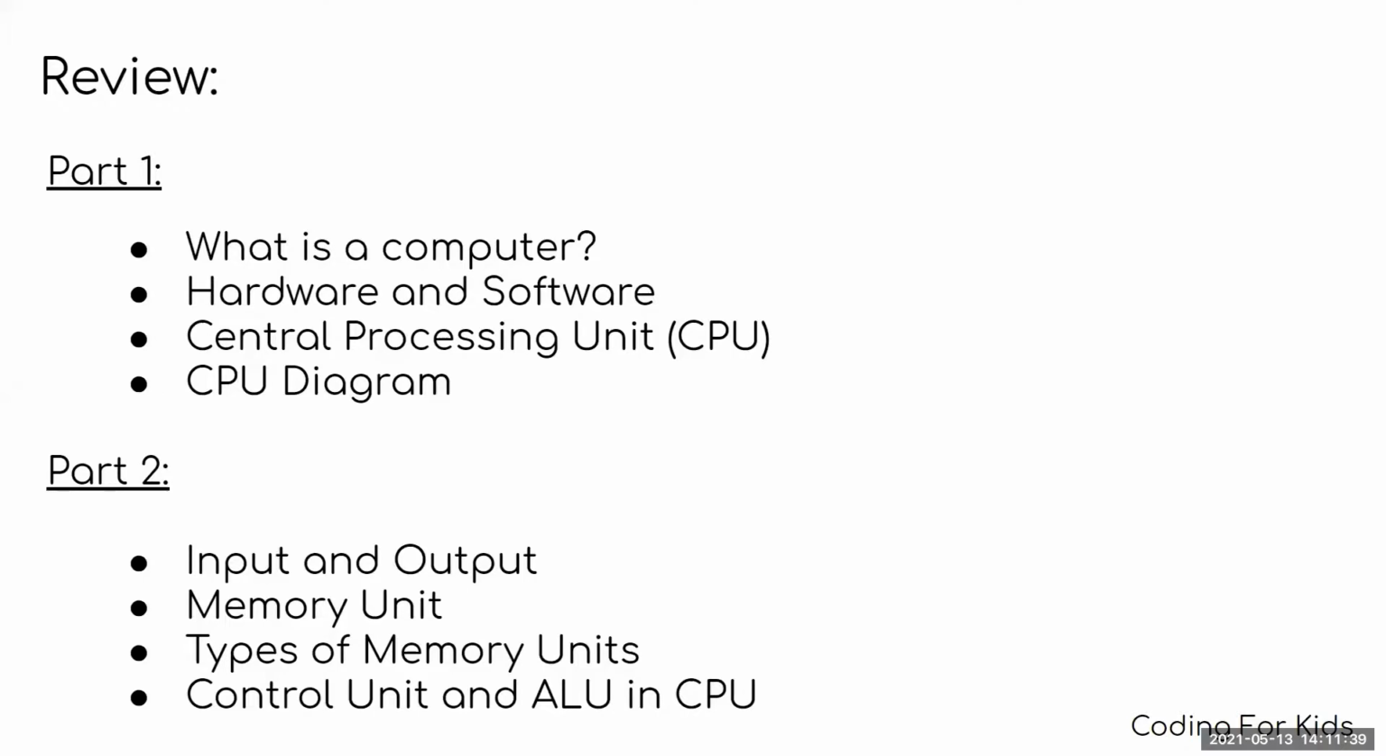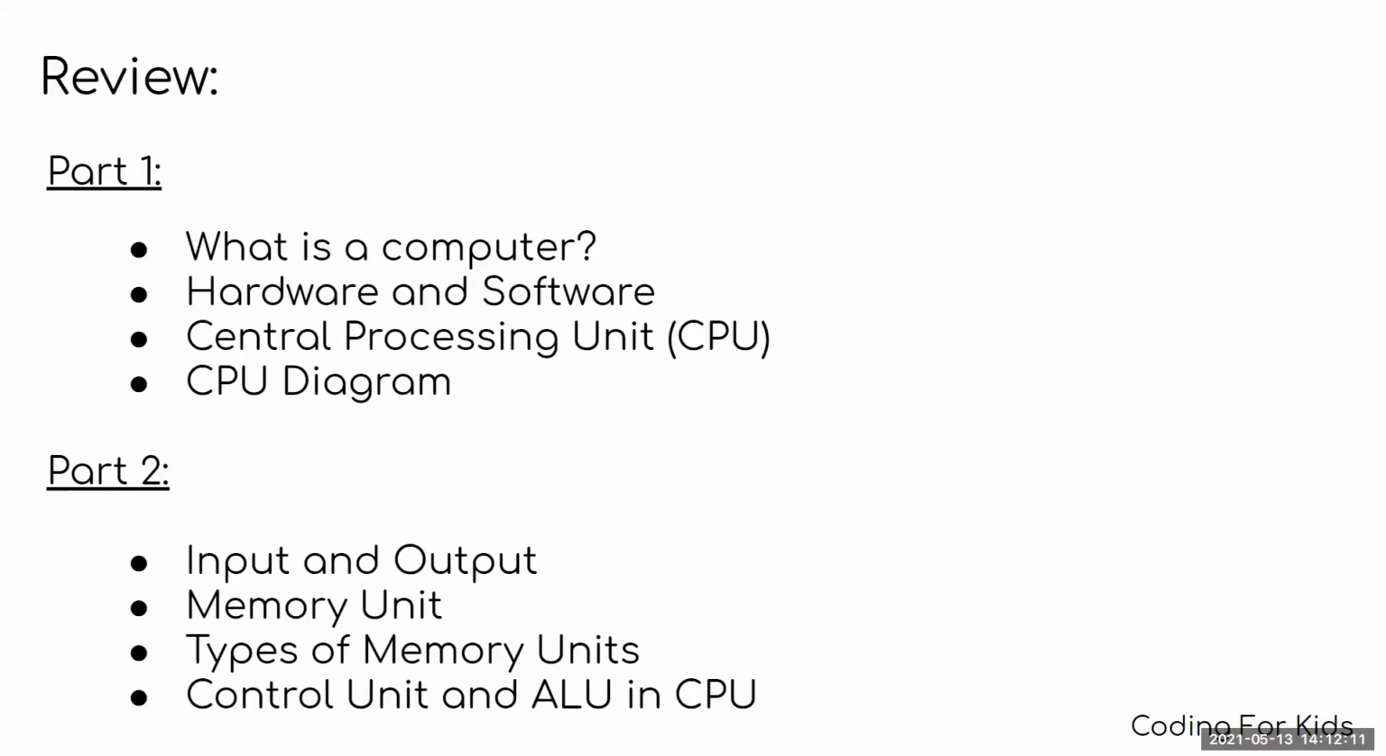And hardware and software. Hardware is something you can touch, like a laptop or headphones or a microphone, or the internal parts like a CPU. And software is most likely programs and code and stuff. And then the central processing unit is almost like the brain of a computer. It does all the code and it controls all other units. And finally, the CPU diagram kind of told us about the process of the CPU.